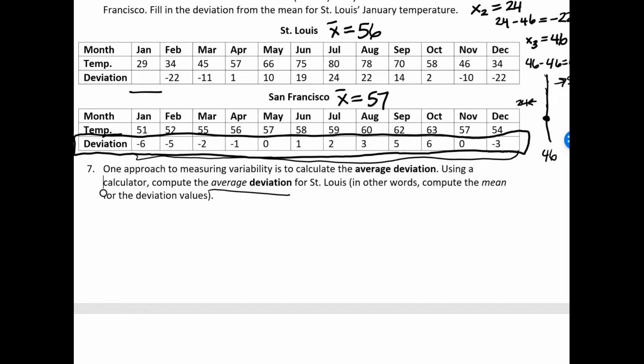But in other words, pick one of them, and then I want you to calculate the mean for these deviation values. All right, so how do we calculate that mean? We're going to add them all up and then divide by 12, right? 12 months to the year. So go ahead and pause, choose your city, and calculate the average deviation so we can figure out, okay, on average, how much do these points deviate from the mean?